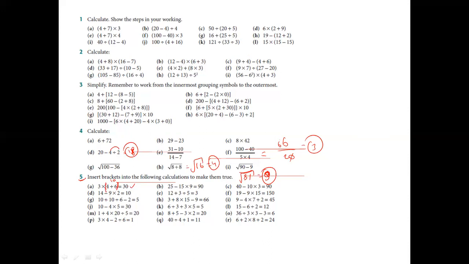Okay. And the next one, 9 times 2 is 18, and 14 minus 18 is minus 4. That's why the answer is not minus 4. Let me check the first: 14 minus 9, and the answer is plus 5, plus 5 times 2 is 10, exactly. And also the bracket must be here.